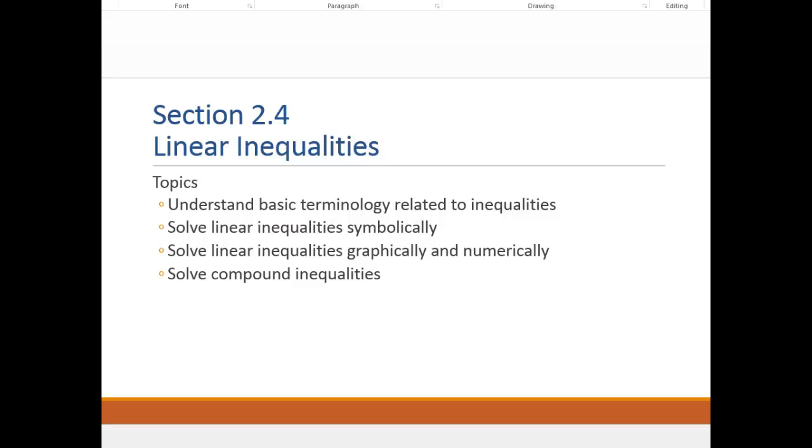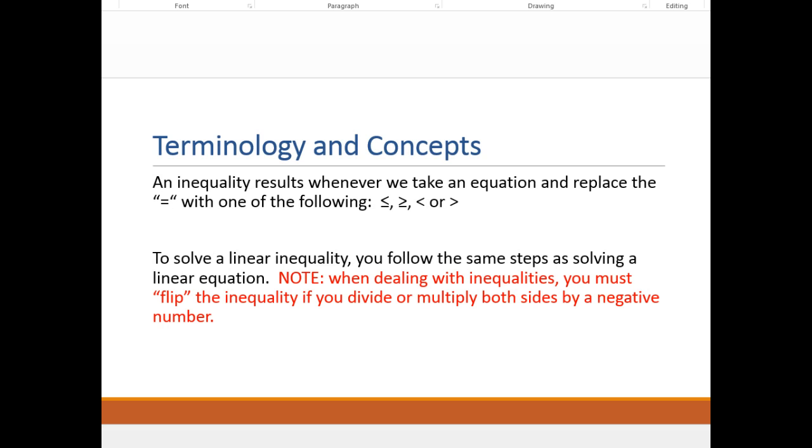This is section 2.4, linear inequalities. These are the topics we'll be covering. Let's deal with some terminology and concepts to begin with.